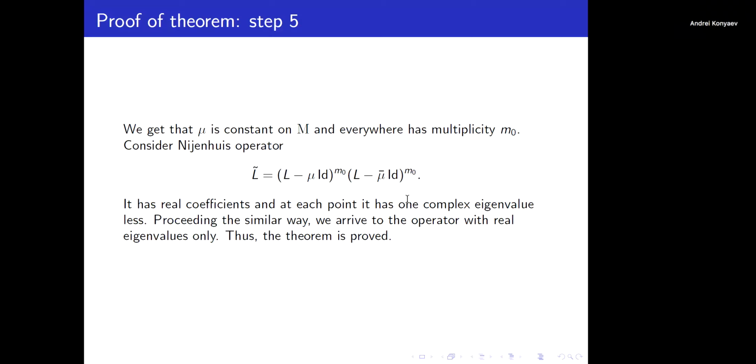And we apply this process we started earlier over and over again. We again define M0. It will be already a different M0. We define M0 tilde and so on and so forth. And what we get in the end is that all the complex eigenvalues are constants. So we have proved the theorem.